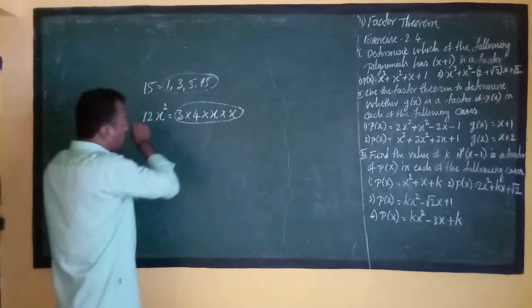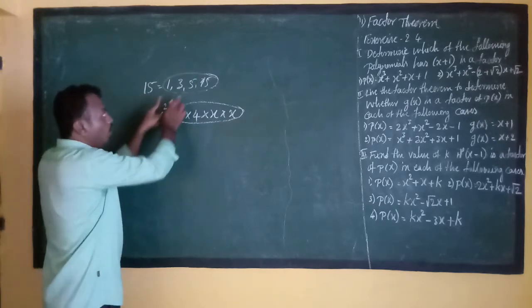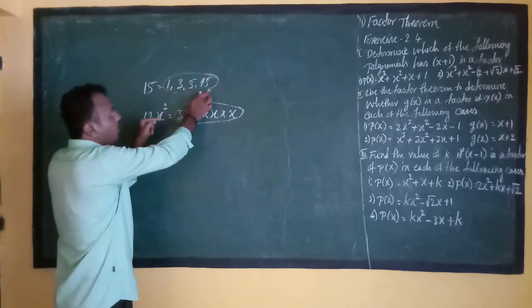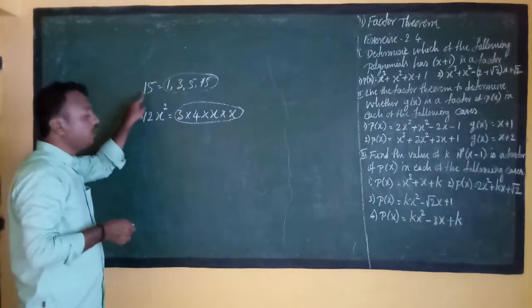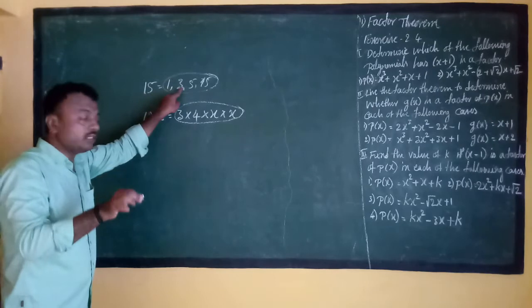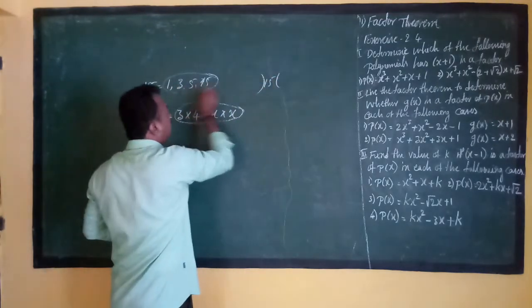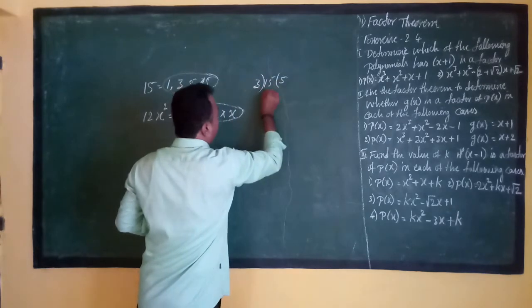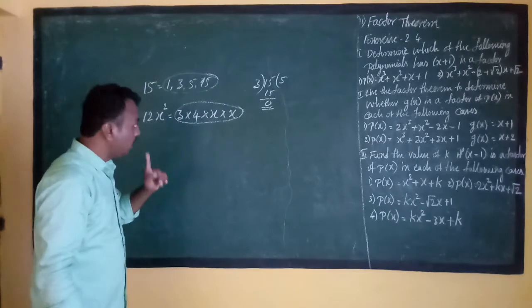So let us check it. These are the factors of 15 and these are the factors of 12x square. Why do we call 1, 3, 5 and 15 the factors of 15? Because these numbers divide 15 exactly. For example, take 3: 3 fives are 15, and the remainder becomes 0. Yes or no? Yes.